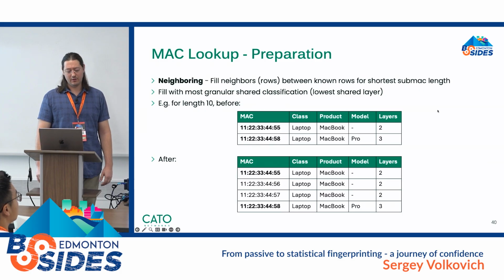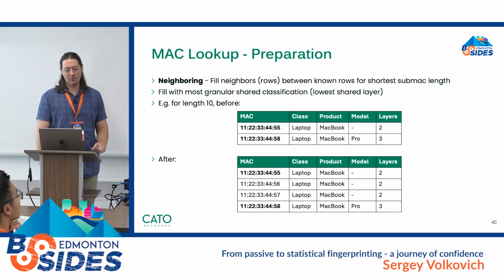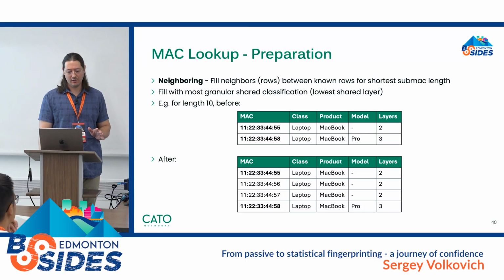We then perform a step which we call neighboring. Basically it means filling out rows between the known rows. We'll do this only for the shortest submac length, the length 10 submac, and we fill these intermediate rows with the most granular shared classification. So the example will make it much clearer.